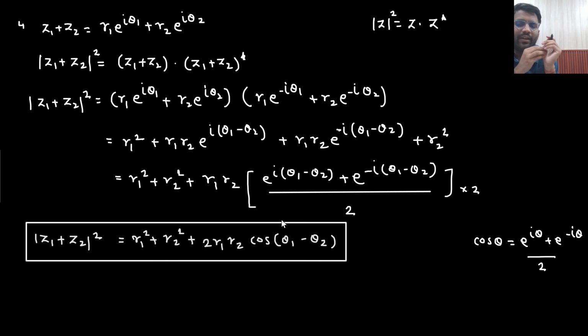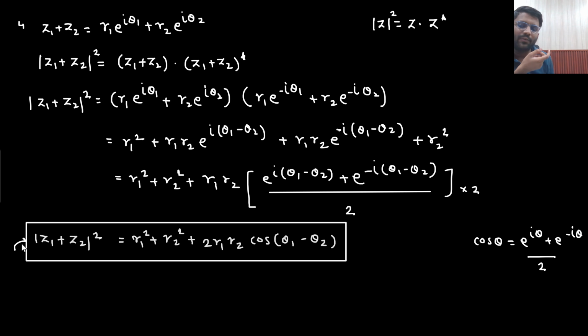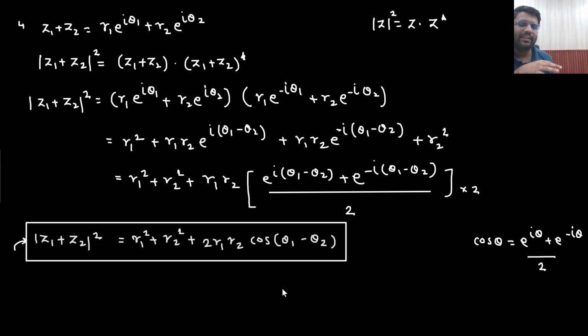Okay, now we need the maximum and minimum value. Basically we need the maximum value of z1 plus z2 whole square. If I get the maximum value of mode of z1 plus z2 whole square, then I can get the maximum value of mode of z1 plus z2 as well. So what is my target? I need the maximum value of this particular expression. This is a fixed value, no? Mode of z1 will be a fixed value. This will also be a fixed value. This is also a fixed value. Who is the variable guy?